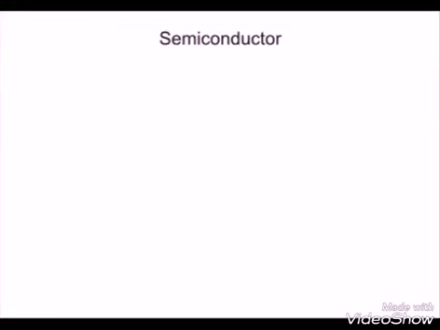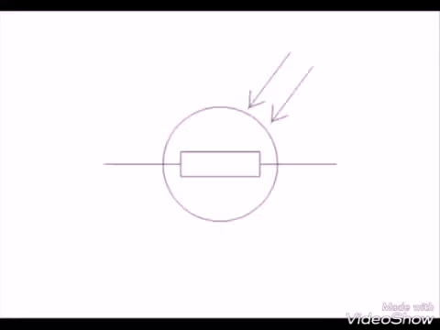They are made up of semiconductor materials having high resistance. There are many different symbols used to indicate an LDR. One of the most commonly used symbols is shown here. The arrow indicates light falling on it.